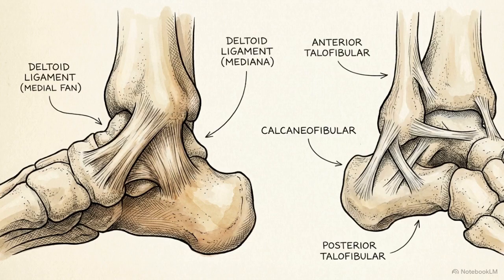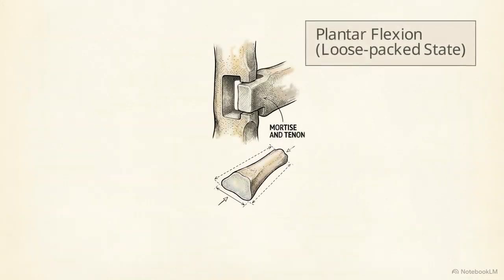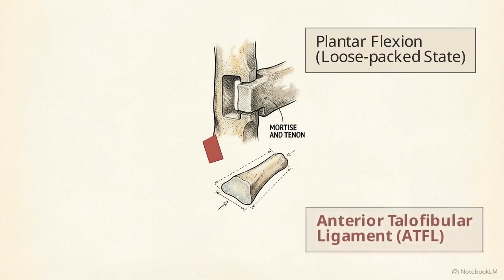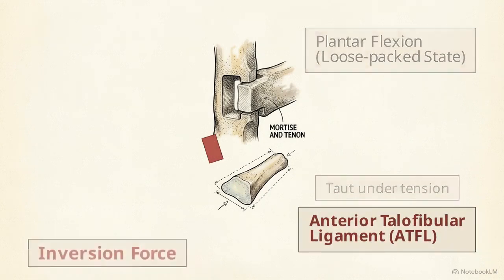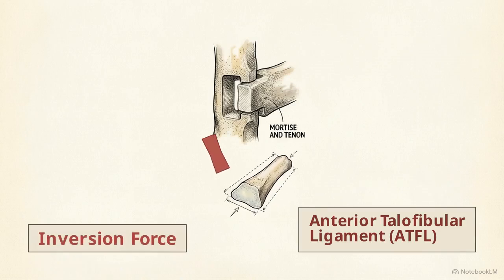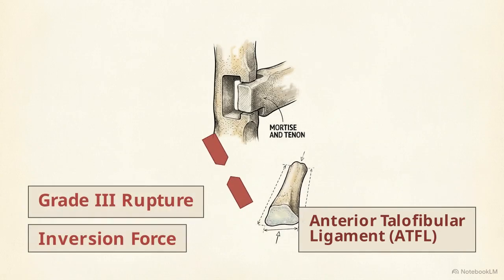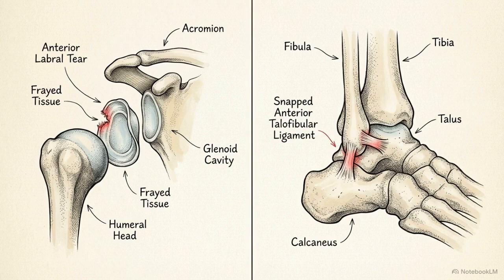The lateral ligaments fail first because they are distinct, cord-like bands that are drastically weaker than the massive, fan-shaped deltoid ligament on the medial side of the ankle. The primary casualty is the anterior talofibular ligament, or ATFL. Because it is pulled taut during plantar flexion, it takes the full brunt of the inversion force, stretching and snapping under the uneven load.